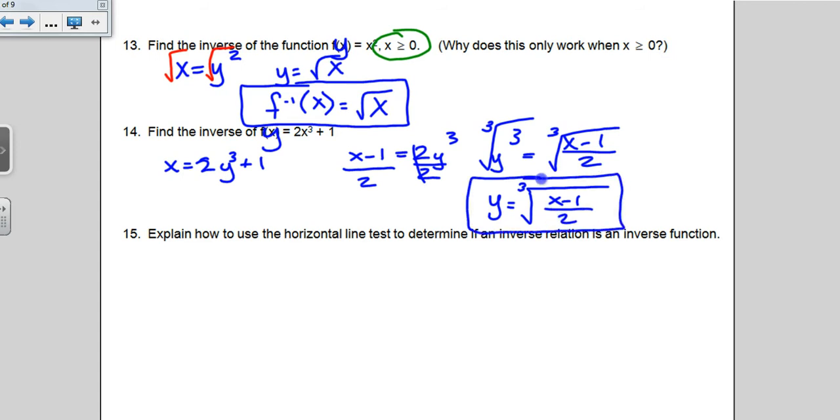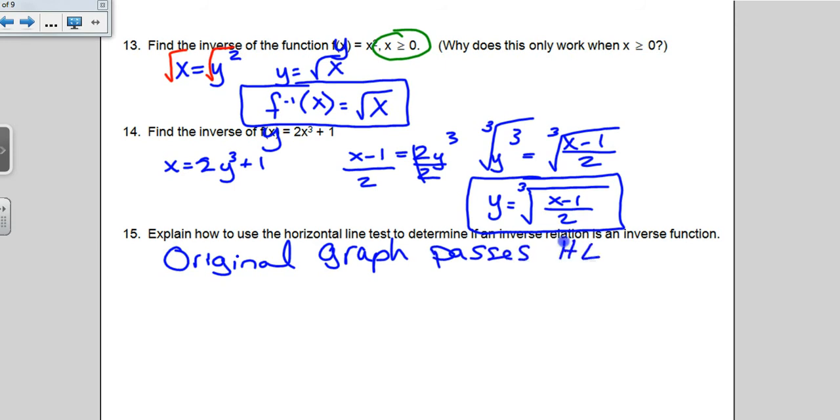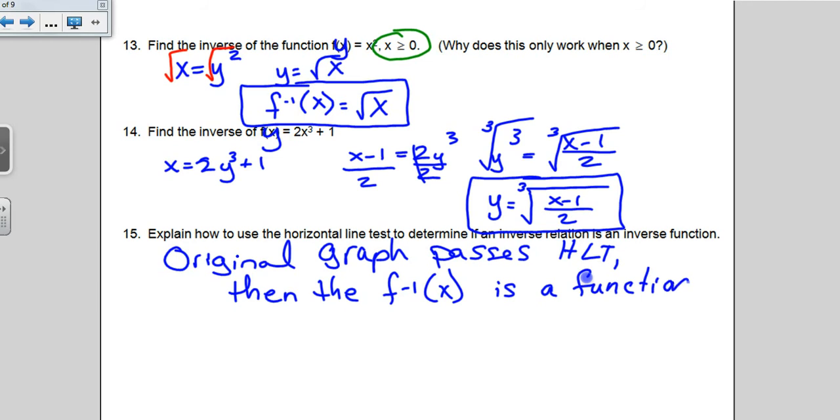And then explain how to use the horizontal line test if an inverse relation is an inverse function. So remember what we did is we had a picture of the original. So our explanation here is that if the original graph passes the horizontal line test, then that meant that the inverse is a function. As simple as that.